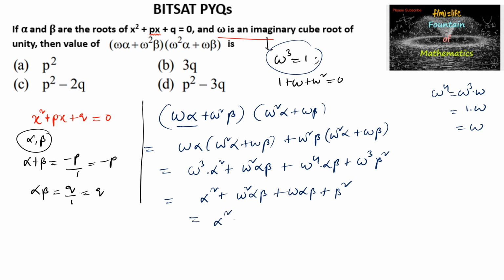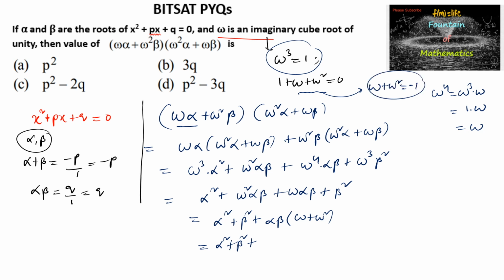Or we can write alpha square plus beta square, alpha beta taken common, omega plus omega square. So we can write alpha square plus beta square, and since omega plus omega square is minus 1, this is alpha beta into minus 1. So we can write this as alpha plus beta whole square minus 2 alpha beta, and again minus alpha beta. That is alpha plus beta whole square minus 3 times alpha beta.